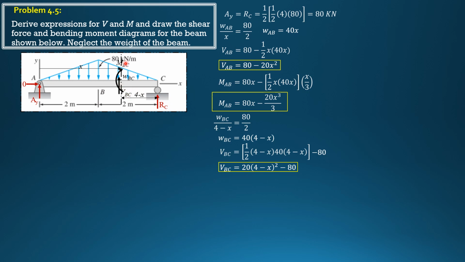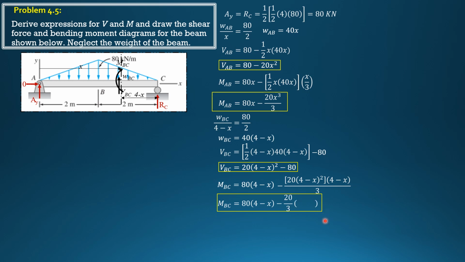Then for moment BC, it is counterclockwise moment minus clockwise moment. That's the shortcut. So moment BC is 80 times quantity 4 minus X, then minus 1/2 of 4 minus X times 20 times 4 minus X. This is the force, equivalent to the area of the triangle here. Then we just put the moment arm, which is 1/3 of 4 minus X, 4 minus X over 3. Simplifying, moment BC is 80 times 4 minus X minus 20 over 3 times 4 minus X quantity cubed.